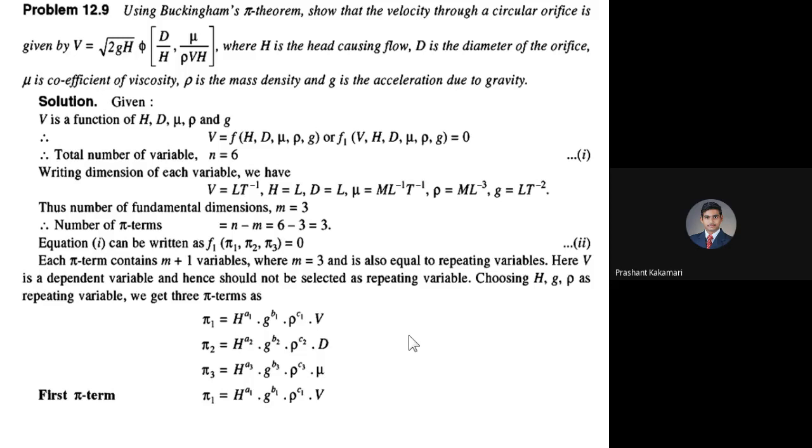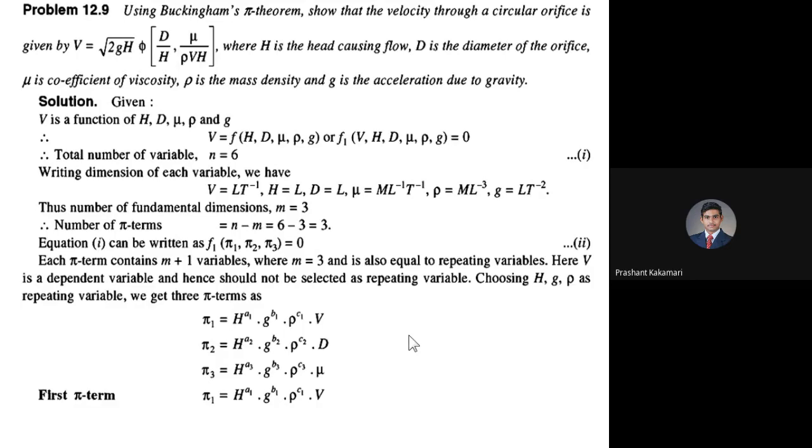So like that we have written the pi 1, pi 2, pi 3 terms by choosing the repeating variables as per our convenience and non-repeating variables like v, d and mu. You can replace these things also, not an issue. That also finally you will get the same result, even if you take the repeating variables as v, d, mu and non-repeating variables as h, g, rho. I hope the point is clear to everyone.